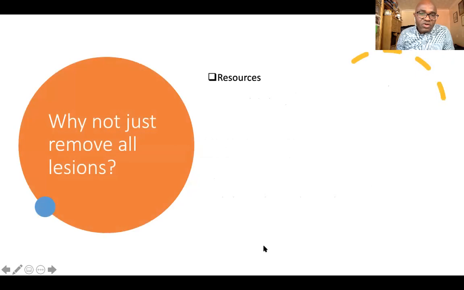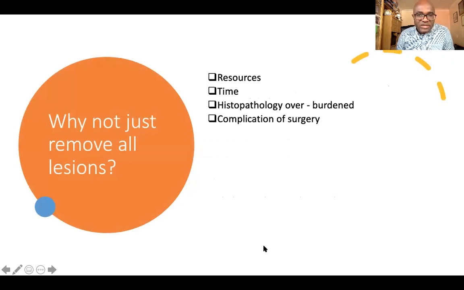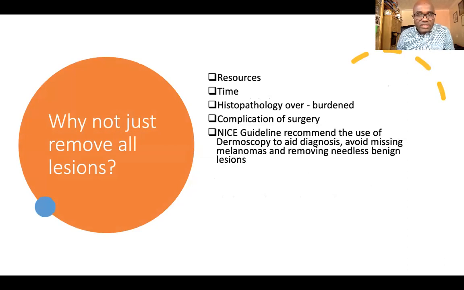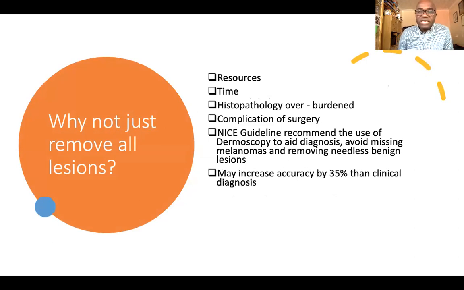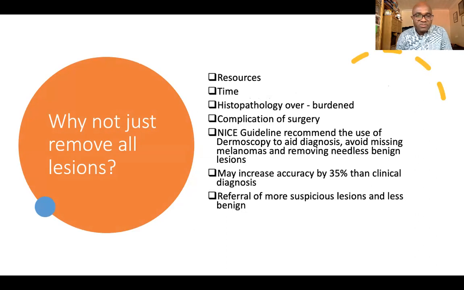Okay, so we don't want to just remove any lesions. It's time consuming, there's the complication of surgery, scars, keloids, things like that. You don't want to overburden histopathology. And obviously, NICE guidelines recommend that we use dermoscopy to aid our diagnosis to avoid missing melanomas and removal of needless benign lesions. Accuracy will be increased by 35% if we use dermoscopy in our diagnosis. Obviously, we'll refer the suspicious lesions and unsure benign lesions to the 2-week wait clinic.